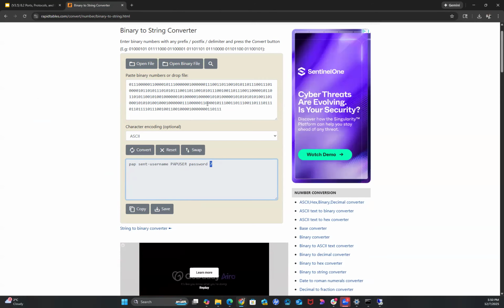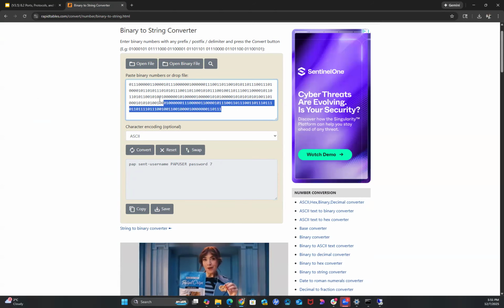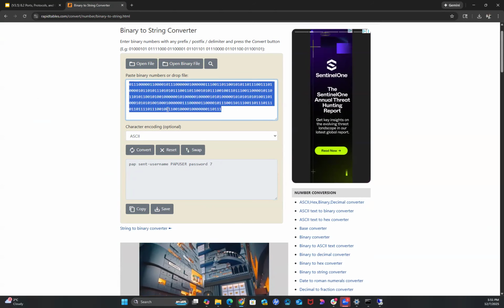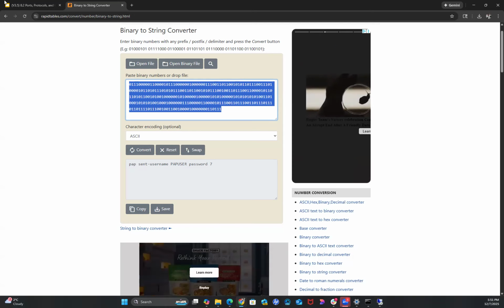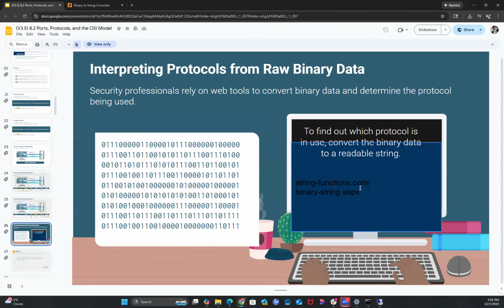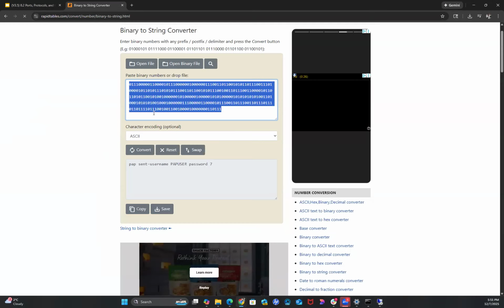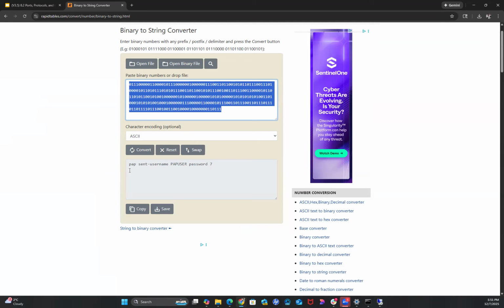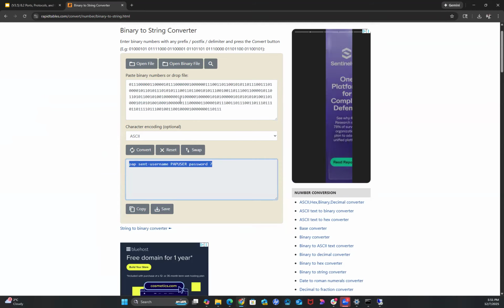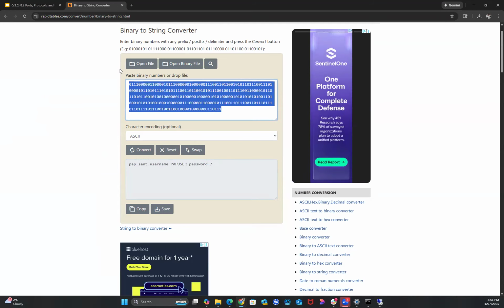So basically when we write down any user and password, this PEP protocol uses this whole binary and sends it to the computer or server. Understand? They never use the username PEP user and password 7 directly. They send the whole binary to the server.